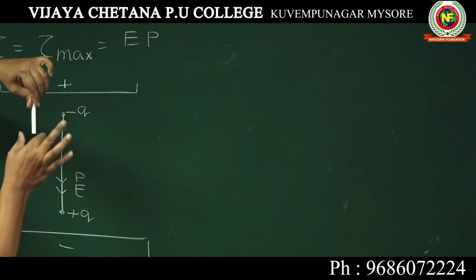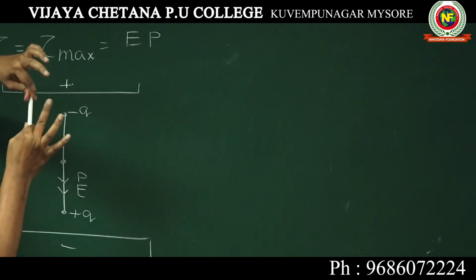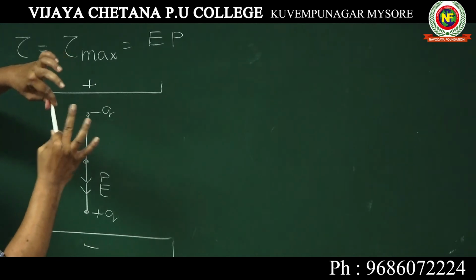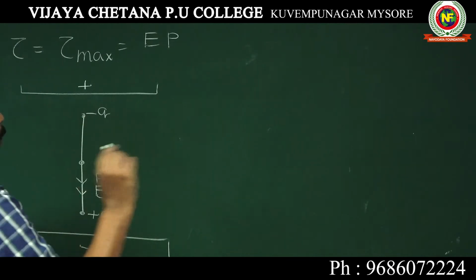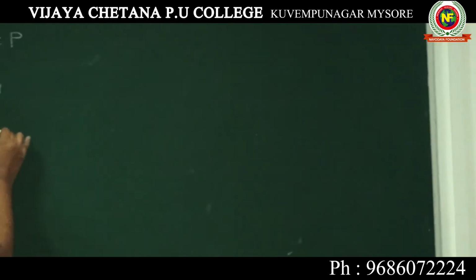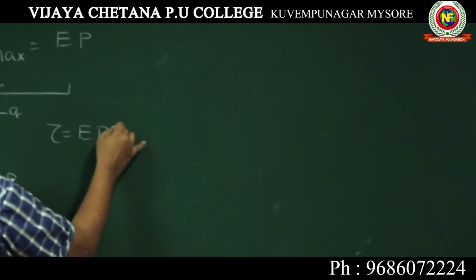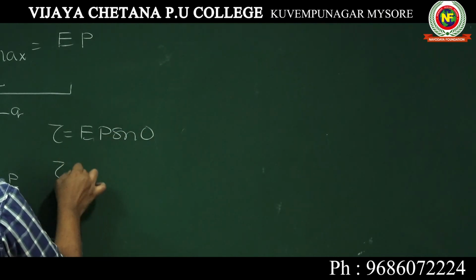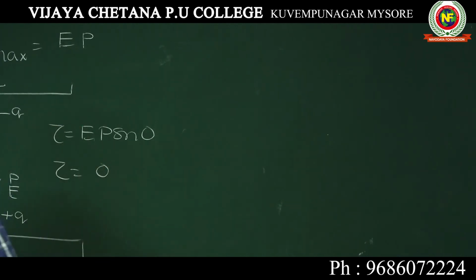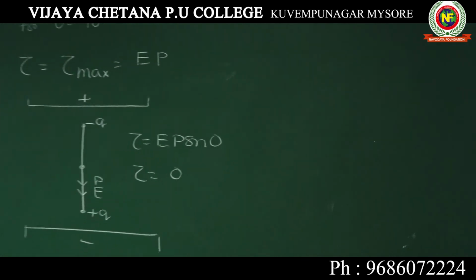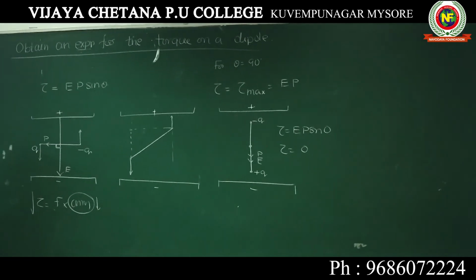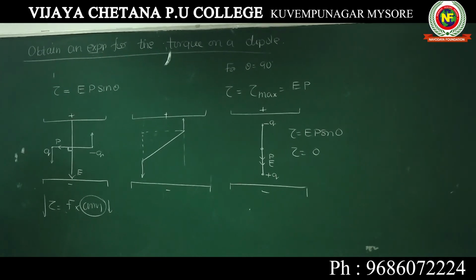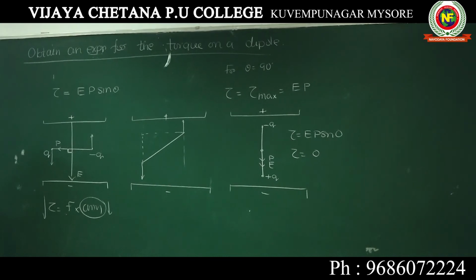When a dipole is being pulled like this in both the directions, it will not experience turning effect. Torque on that will be zero, no rotation. In this case, torque is equal to EP sin 0. Torque is equal to 0. Torque on a dipole will be 0 if the angle between dipole moment and electric field is 0.